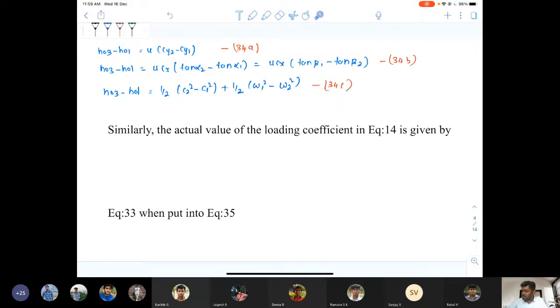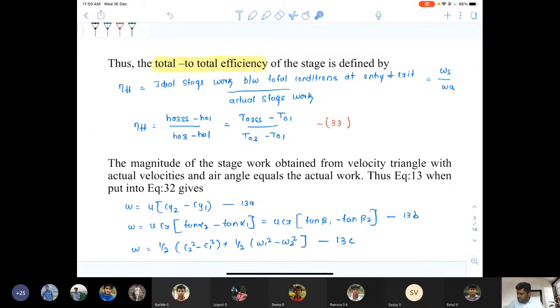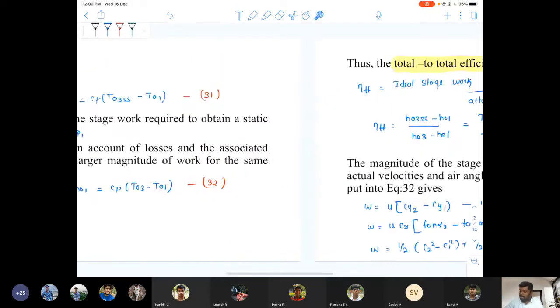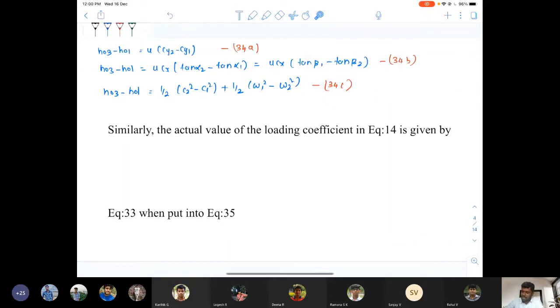That is, we have used these three equations and substituted them, and we have attained another three equations, which are considered as 34a, 34b and 34c.